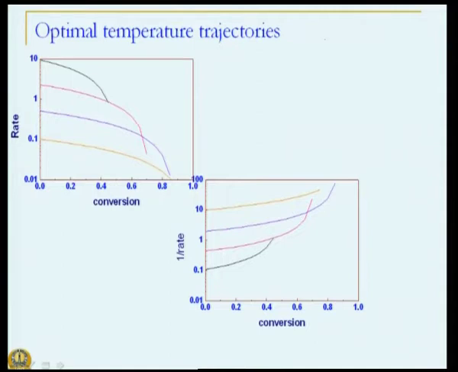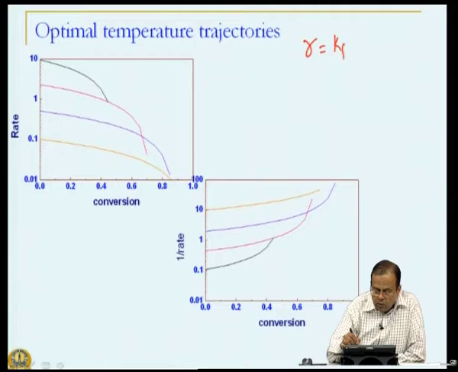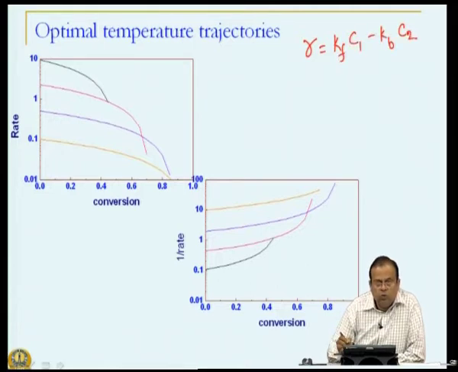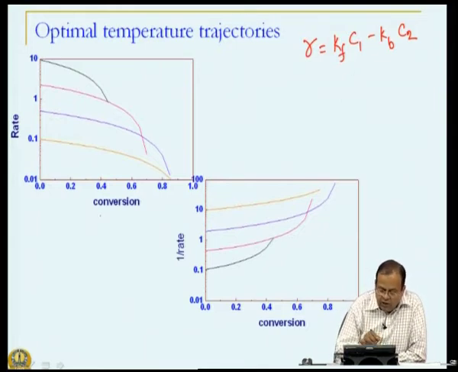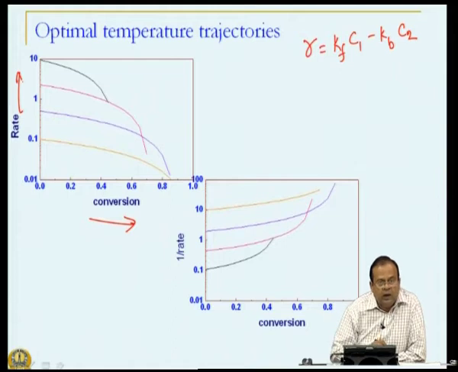For example, remember rate, C2, that is one idea, and in an exothermic reaction what happens to the rate as we increase the temperature. So, what we are seeing here is conversion on the x axis and rate on the y axis.